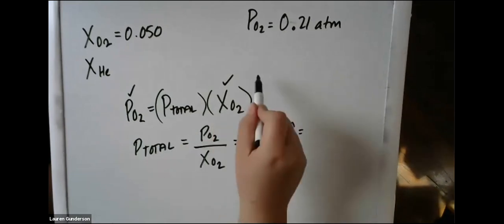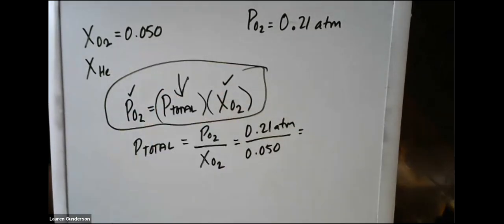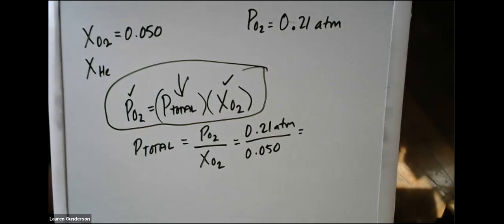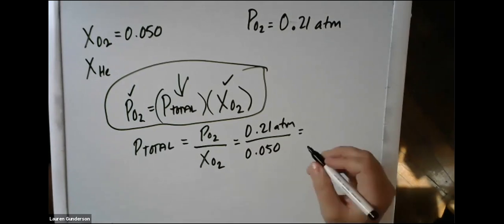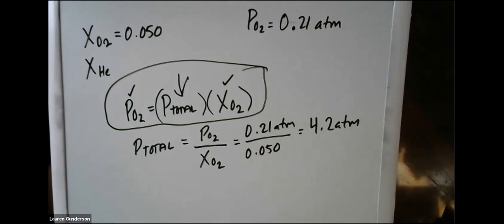So this is the same formula we just used in the last problem, but this time we're solving for a different unknown value. And that gives us a total pressure of 4.2 atmospheres. Let's go back to our slides.